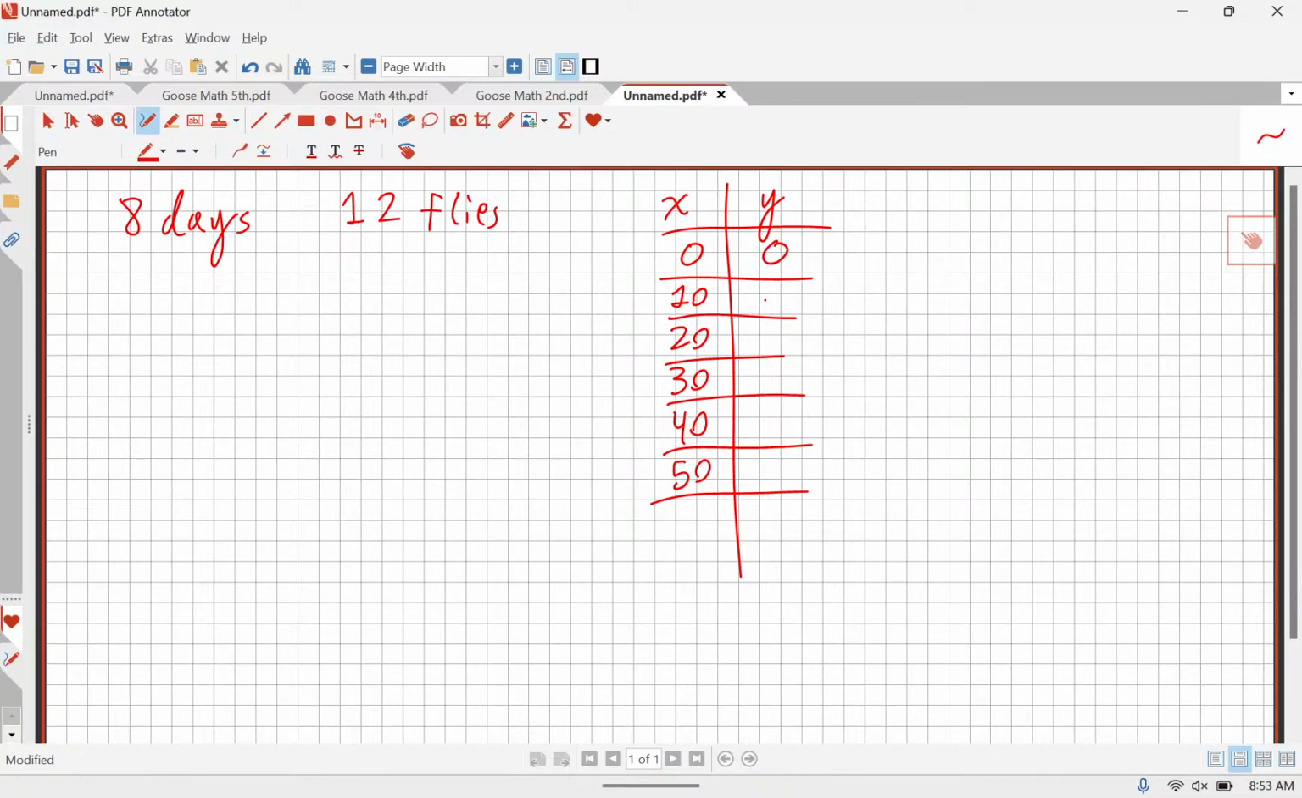I'm a little unsure if I did this right. Let's see. Tell me what you did. Well, I just did 12 by 8, yeah, sorry. Okay, 12 flies per 8 days. That makes sense to me. That would give you 1.5 flies per day. And then I times it by 10, which was 15. And then 30, and then 45, and then 60. She's on it. Perfect. Works for me.